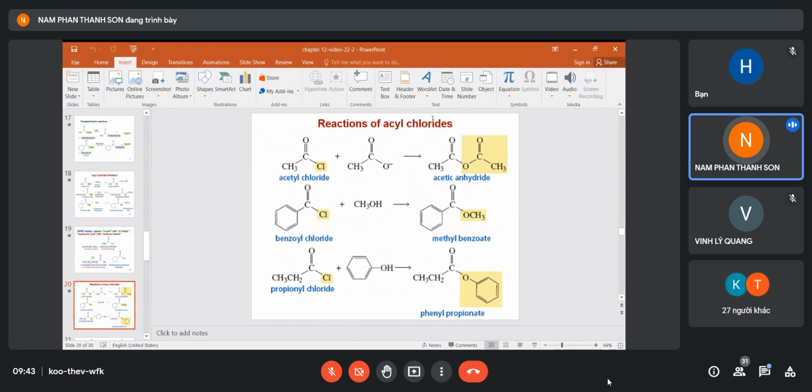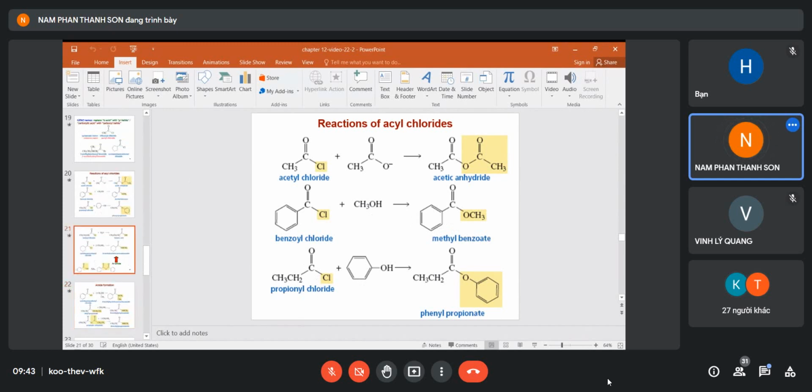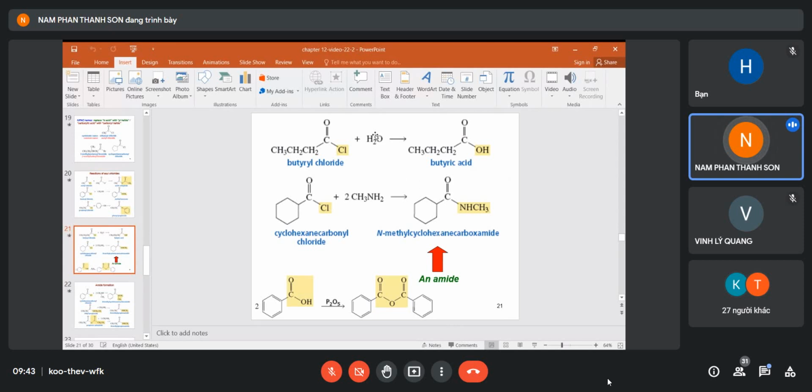Okay, reaction of acyl chloride. We can carry out the reaction between acyl chloride with alcohol, and then we have ester. For example, from benzoyl chloride and methanol, then we have methyl benzoate. Or we can carry out the reaction of acyl chloride with phenol. The same, we have ester of phenol. And of course with water, then we get back to carboxylic acid.